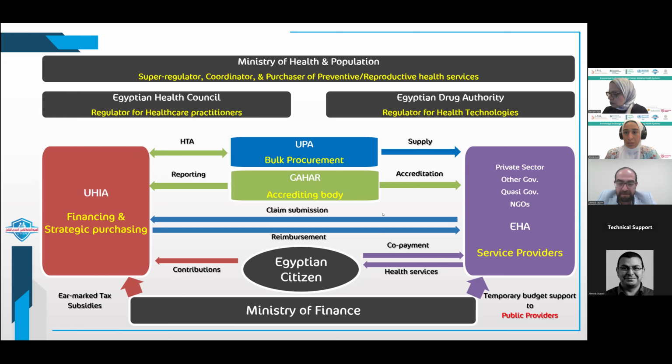And at the bottom, we have the Ministry of Finance, which is responsible for paying the subsidies for the poor and the vulnerable to the UHIA, and also transferring the earmarked taxation that are part of our revenue structure. And also the Ministry of Finance provides temporary budget support to public providers on their path towards their own financial reform. So we don't cut funding immediately from public providers. We give them some grace period to adapt to the new type of payments and the new setup of the universal health insurance.